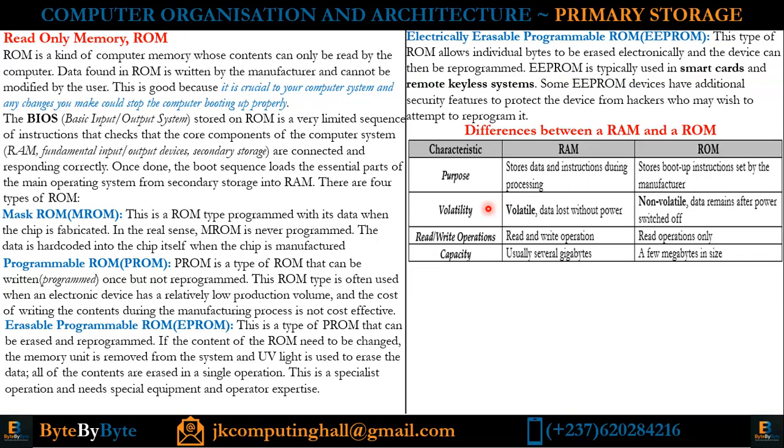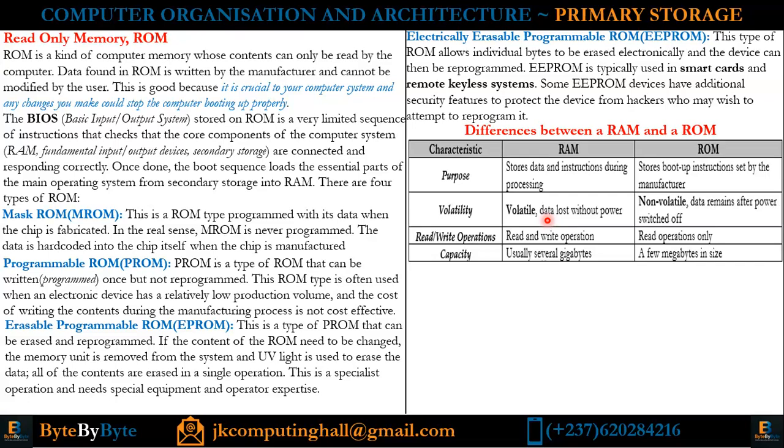When it comes to volatility, we shall be talking about the characteristics of storage media. A RAM is volatile, that is, data is lost without power, meaning that the data contained on the RAM is totally lost when the system is turned off, whereas that on the ROM remains after the power is switched off. So the RAM is volatile while the ROM is non-volatile.